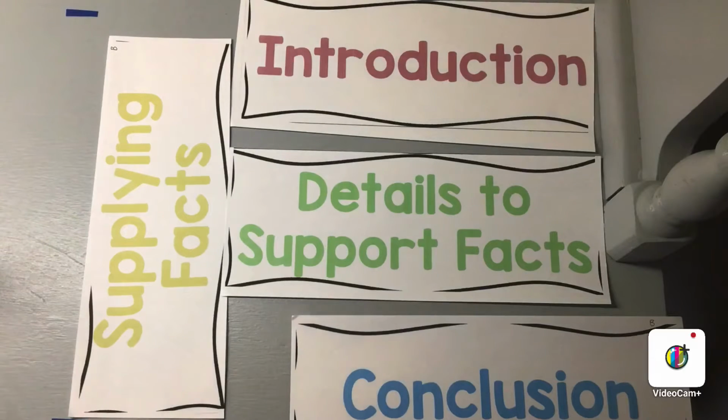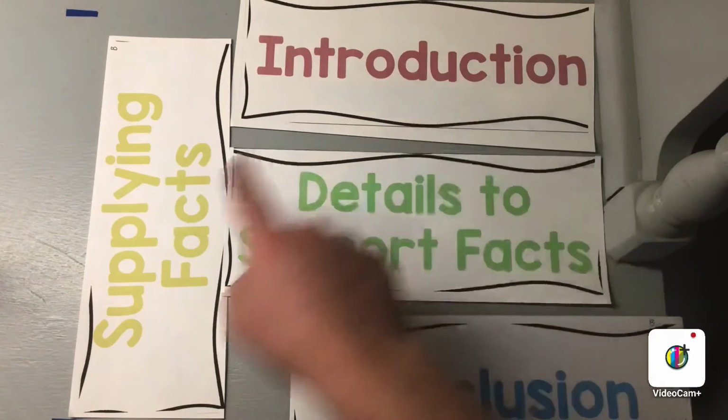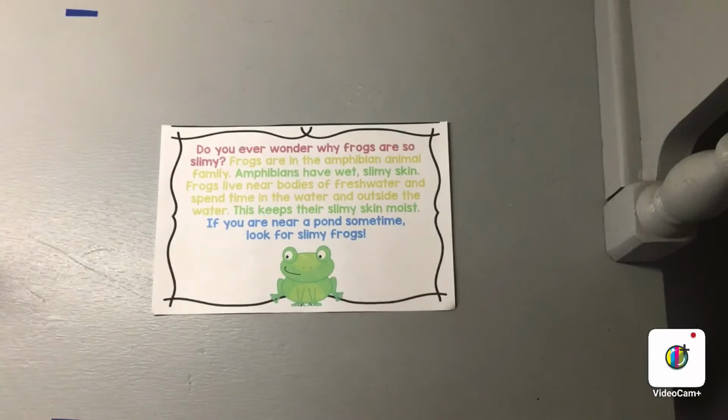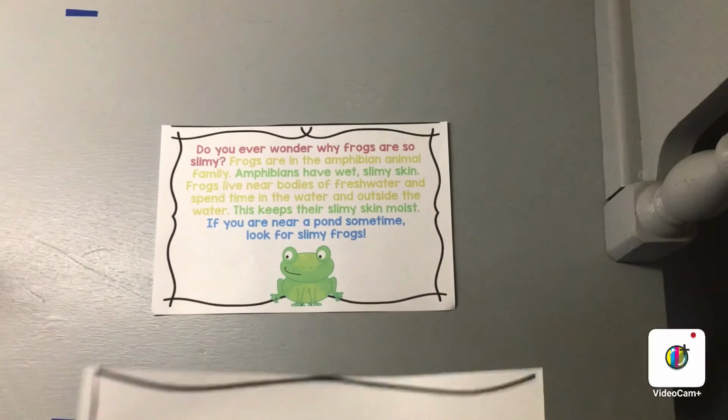So let's look at a couple of stories and see which parts are red, yellow, green, and blue to show us the intro, supplying the facts, details to support them, and the conclusion. Here's my first story. It says, do you ever wonder why frogs are so slimy? So this is the introduction.